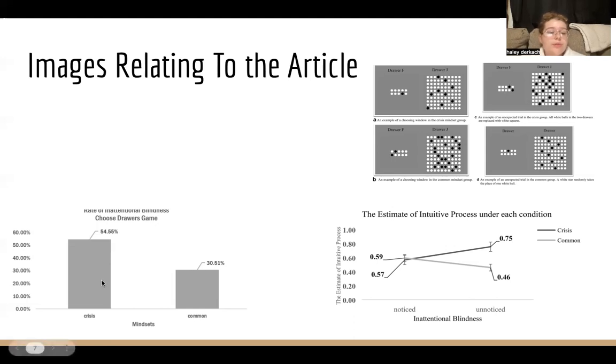Those experiencing crisis had about 54.55% of inattentional blindness compared to those who were calm and in a relative state, and they experienced 30.51% of inattentional blindness. And as you can see from this graph, those who are in more crisis do typically base their decisions on intuition rather than looking at every little detail to make sense of the problem.